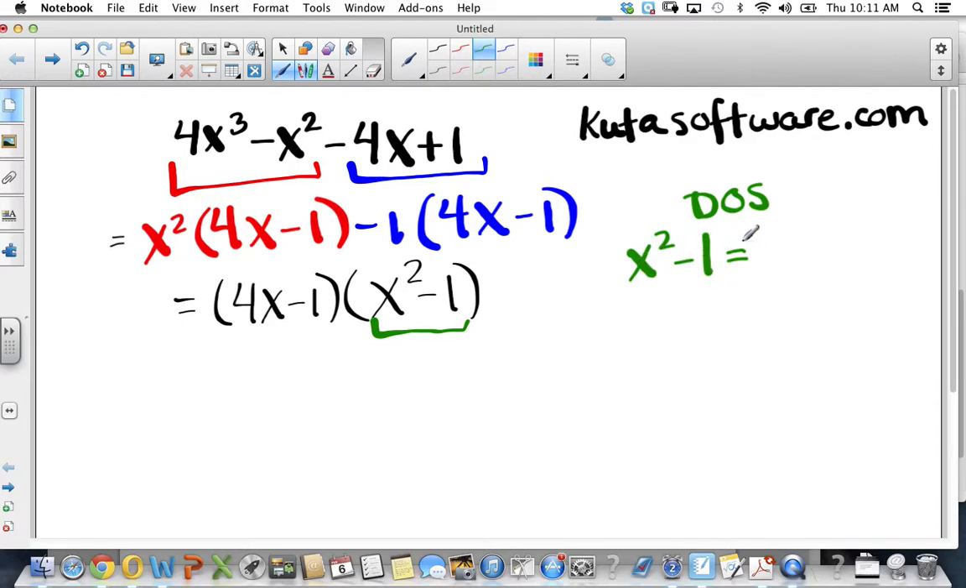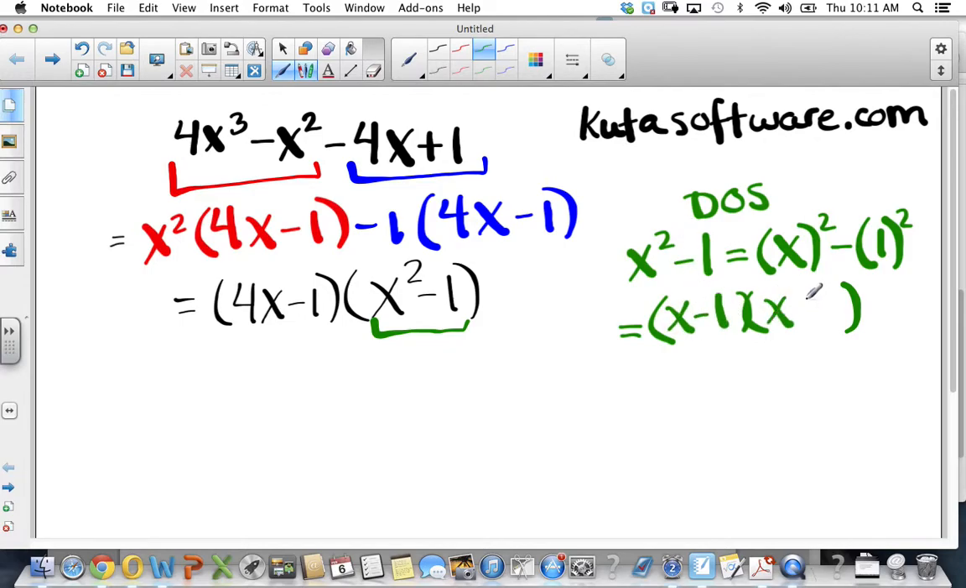But the formula for a difference of squares is to rewrite it as a squared minus b squared. So I can rewrite this as x squared minus 1 squared. And when factored, a squared minus b squared becomes a minus b, a plus b. And the order of these factors does not matter.